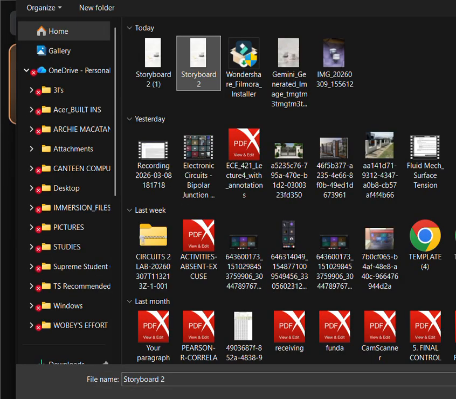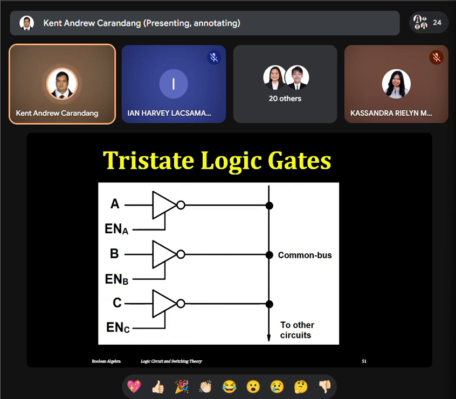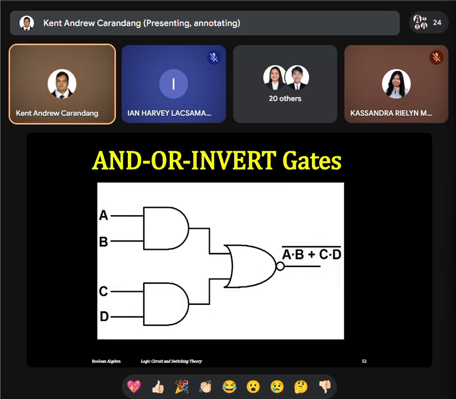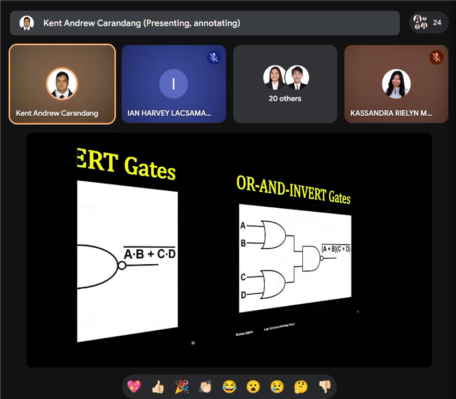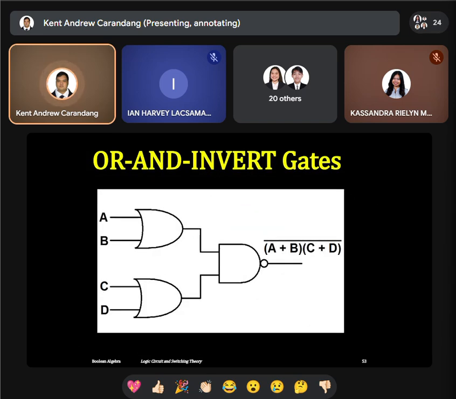Tri-state logic gates. So both or all of these three NOT gates have an extra pin for enable. So tri-state logics. So and or invert gates. So this is the circuit. And this is the out. Or and invert gates.